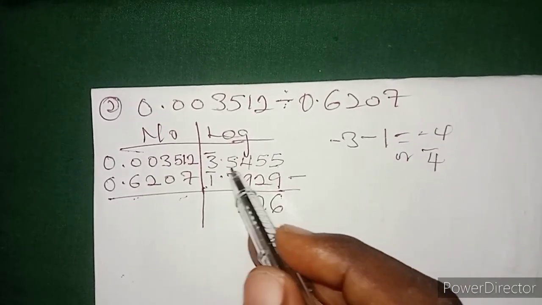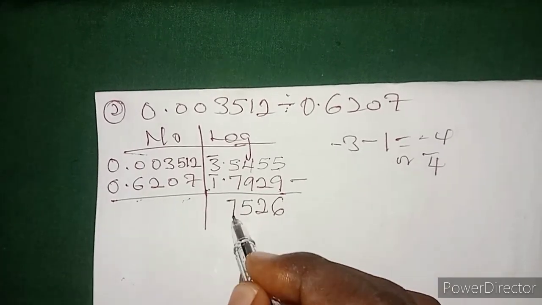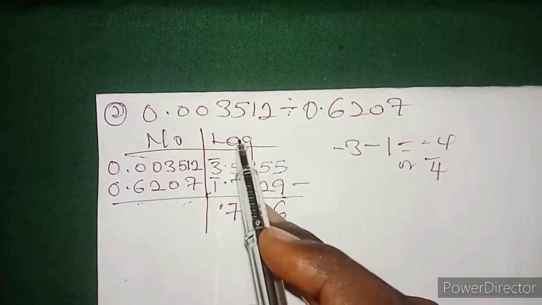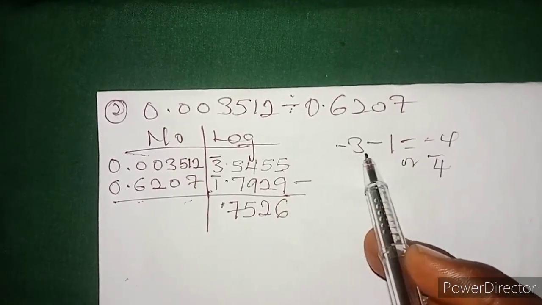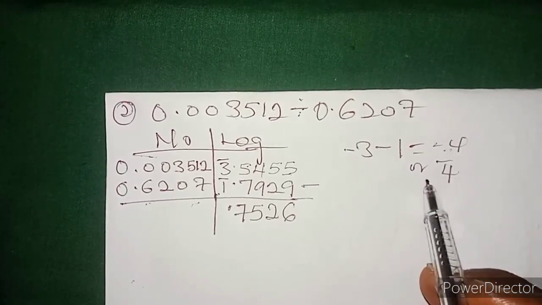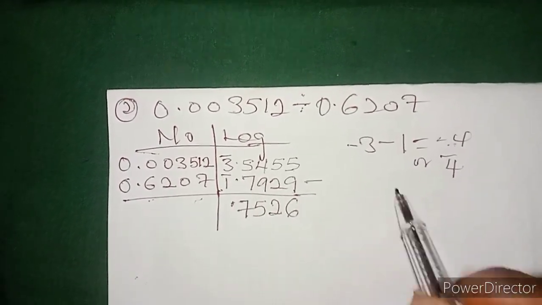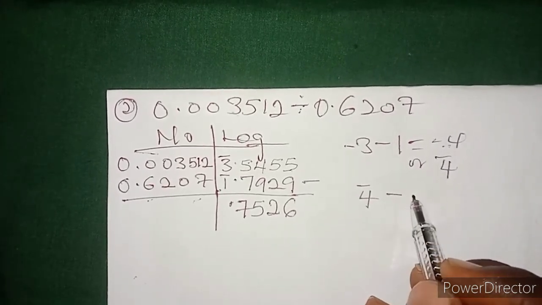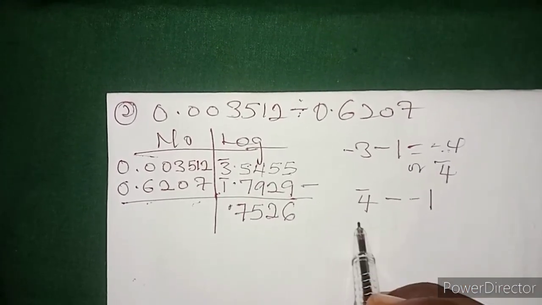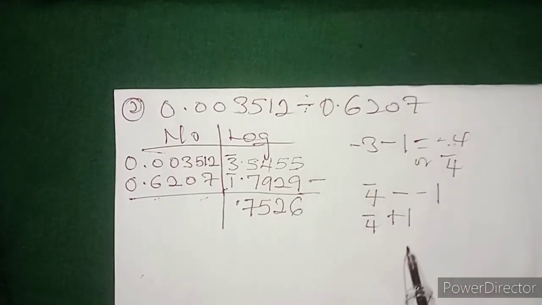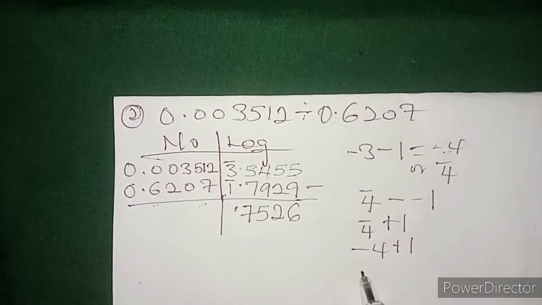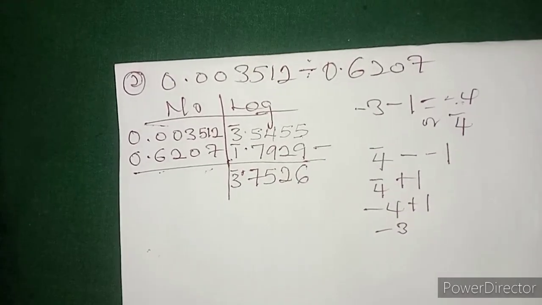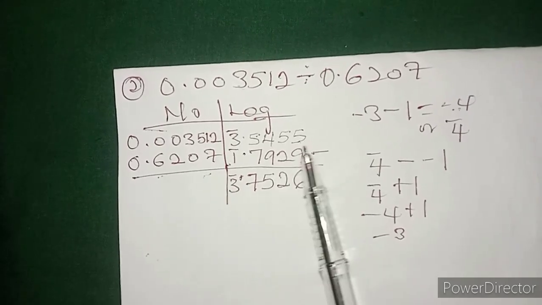So I borrow 1 and put here. Here becomes 15. Here becomes 14. Rather, 14 minus 7 is 7. And automatically it is bar 4, from what we said: minus 3, remove 1, gives us minus 4, which is bar 4. So we now say that bar 4, minus 1, because bar 1 means minus 1, gives us minus 4 plus 1, which is minus 3, which is bar 3. Take note, you might be confused.